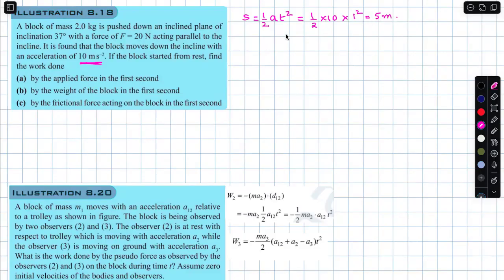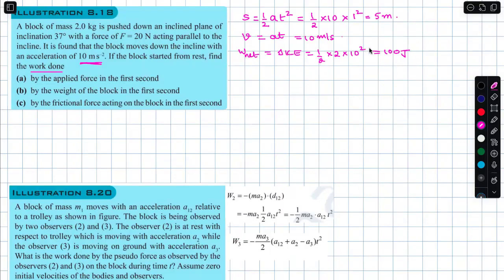Find the work done. Remember, what is the velocity? Velocity is 10 meter per second. As the work energy theorem states, if you don't mention anything, I feel that it is the net work done. Net work done is equal to the change in kinetic energy, which is half into 2 into 10 squared. This is 100 joules. Positive work is done.